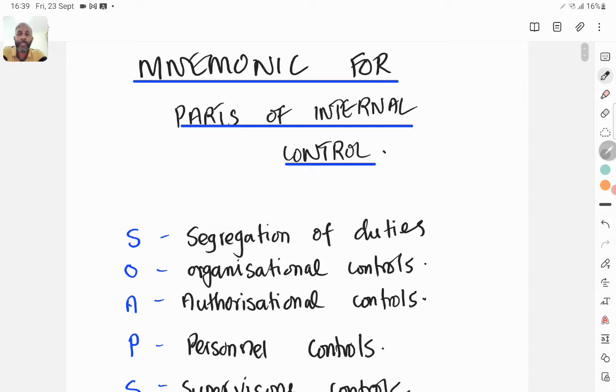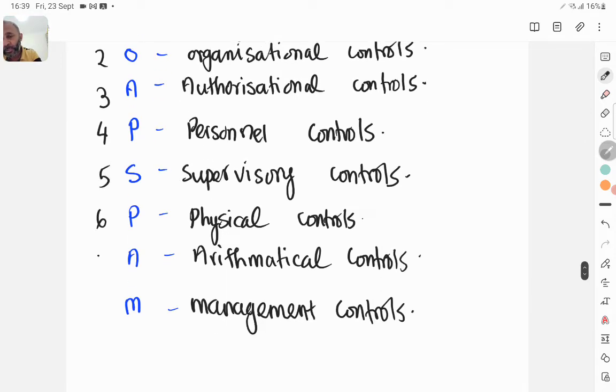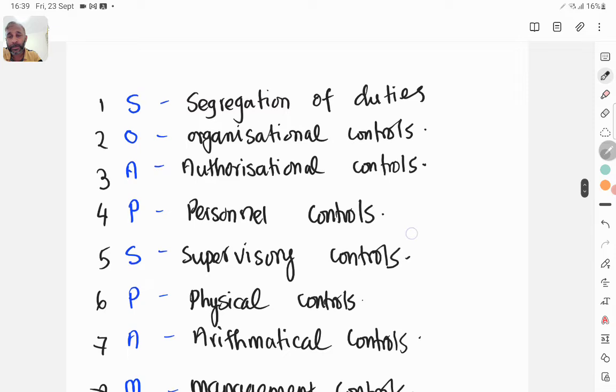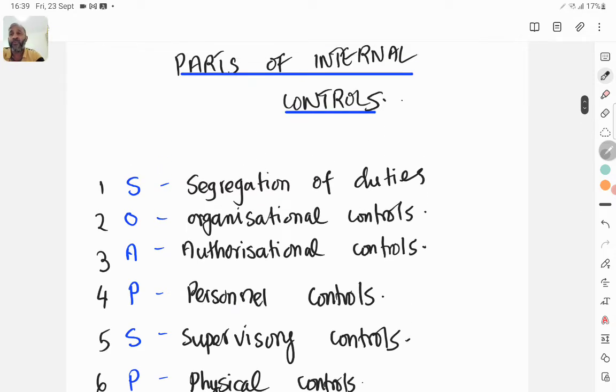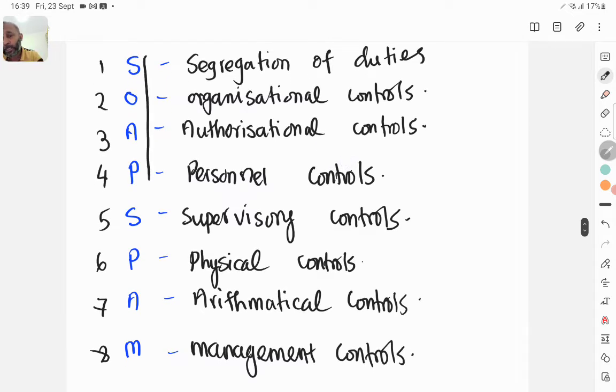Mnemonic for parts of internal controls. This is what I wanted to discuss now. This is part of our planned lecture series. If you see here, there are 8 (1, 2, 3, 4, 5, 6, 7, 8) different types of internal controls for all professional accountants and auditors to know. In order to remember them easily, a mnemonic is given on this basis.